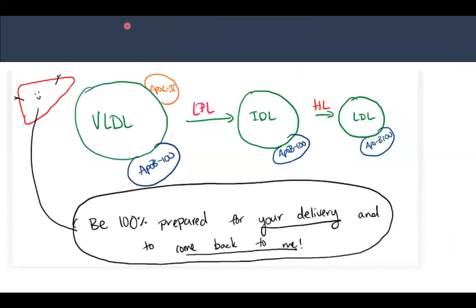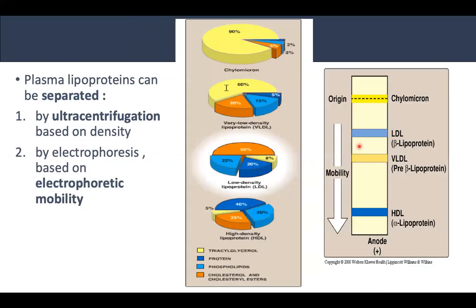Okay, so now we are going to talk about the apolipoproteins. Oh, what's up? Okay, somebody said to repeat, please. Okay, let me just go back.